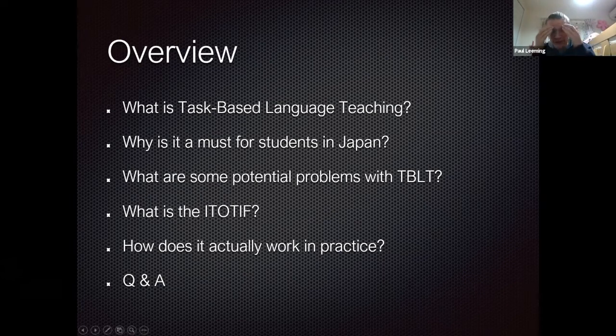We're going to try and answer these questions. First of all, just to be clear, what is task-based language teaching? Teaching at Temple University has helped me to realize that there are quite a lot of misunderstandings about what task-based language teaching is. Then why it's a must for students in Japan. We're going to talk about that, and obviously myself and Justin believe that very strongly. So just very briefly talk about why TBLT is such a perfect fit for Japan. But it's not perfect, no approach to teaching ever is.